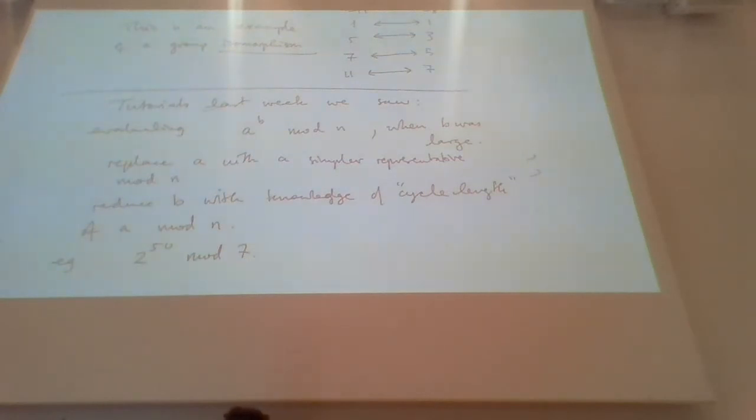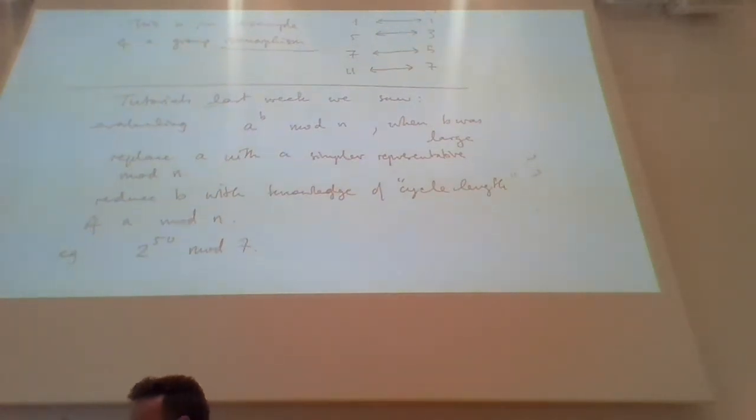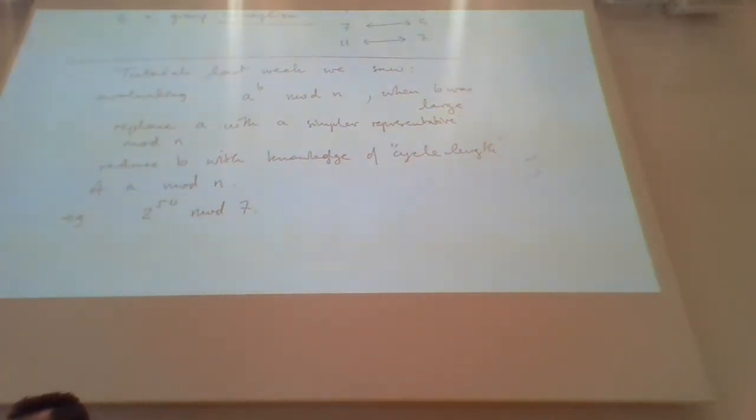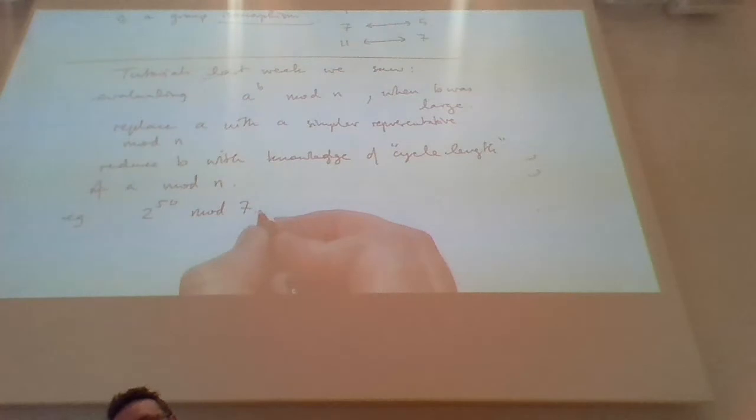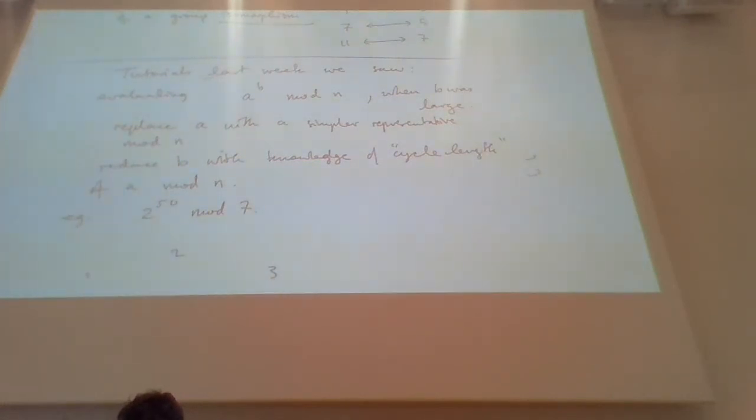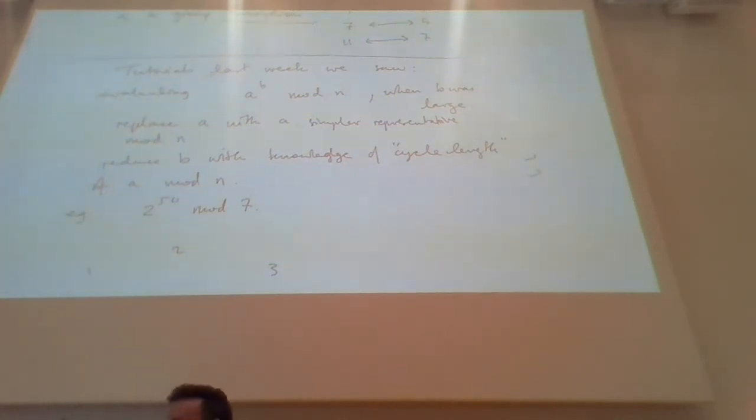When we're looking to work out 2 to the 50 mod 7, we don't need to evaluate 2 to the power 50, which would take a lot of memory and computing power. We can instead, you see, because there aren't too many things modulo 7. There's only a finite number of things mod 7. Here they are: 1, 2, 3, 4, 5, 6. These are the only things modulo 7.